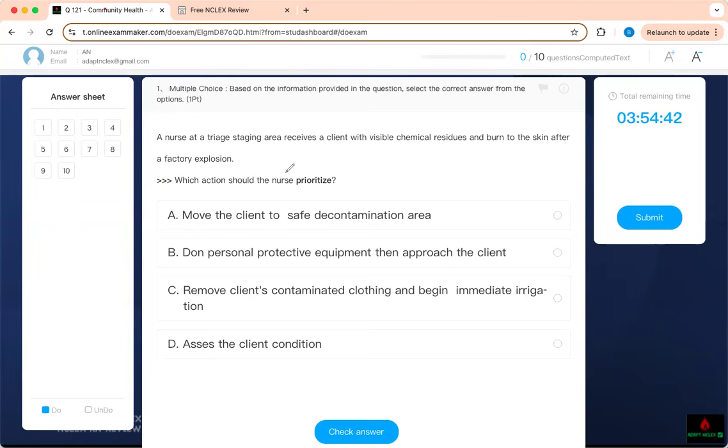Of course, you got to read the question from the back. Which action should the nurse prioritize? She has to do something, not to be idle. And the nurse is triaging. A nurse at the triaging stage area receives a client with visible chemical burn residue and burn to the skin after a factory explosion. So the factory exploded, and there's a chemical burn, and there's even chemical residue on the skin. I've underlined it as well. Those are the things you need to focus on and use to answer the same questions on your own.